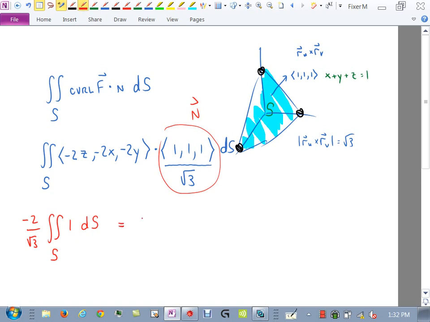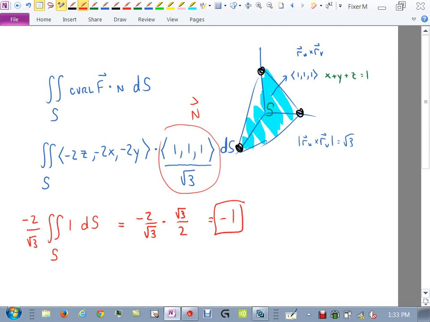So what would this become? Negative 2 over root 3. What happened when we crossed those two? We got the vector 1, 1, 1. Take its magnitude, which we already know is root 3. Divide that by 2, and we get root 3 over 2, don't we? And what's that? Negative 1. Same answer. Totally different approach, same result.